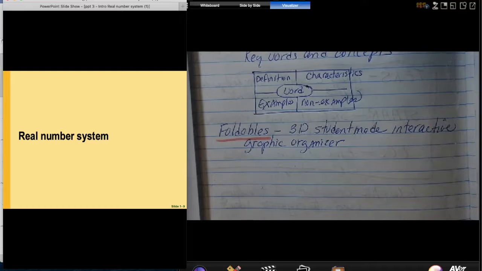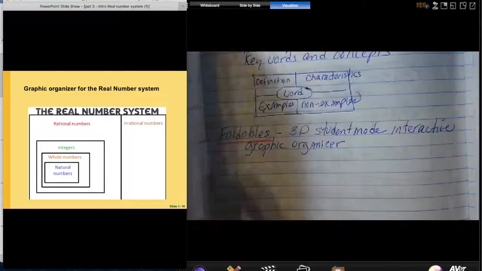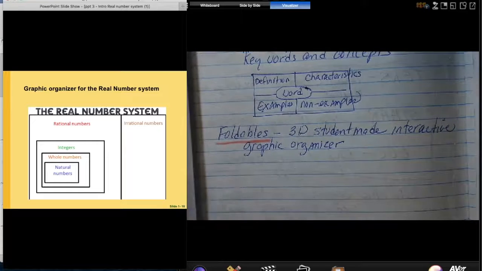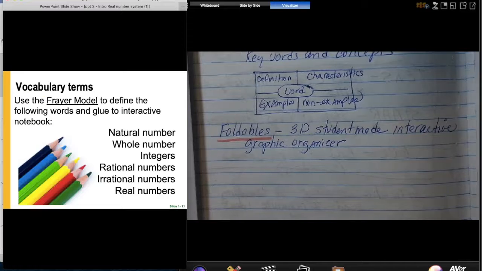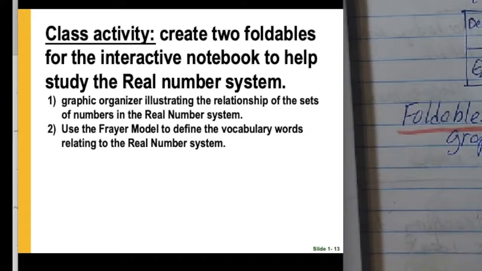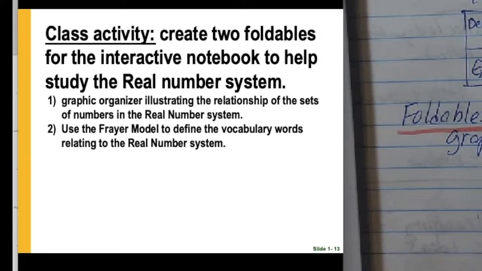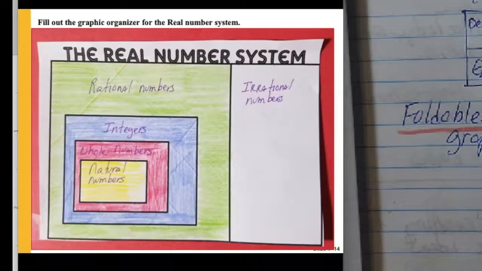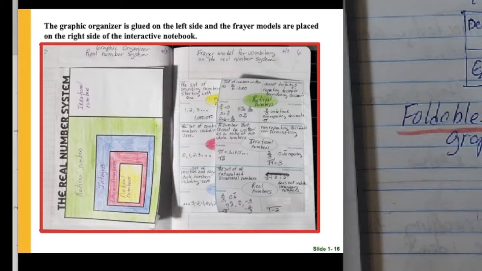Okay, so we have been looking at our real number system. We did a graphic organizer in which we have the real number system. We defined the vocabulary words in our Frayer model. We did this already. We did the natural numbers, the whole numbers, integers, rational, irrational, and real numbers. We completed a class activity in which we created 2 foldables for the interactive notebook. There's an example of mine. And here I have them glued on page 5 and 6.